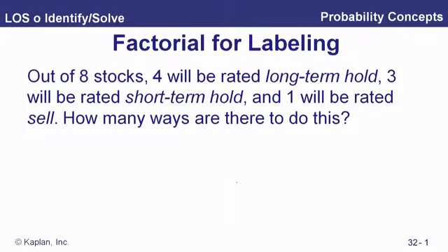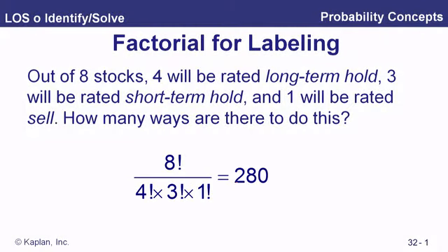So the 4 that are rated long-term hold, it doesn't matter what order they're in. That's just one group. We've got to put these 8 stocks into one group of 4, one group of 3, and one group of 1. That's what we're up to here. And here's the formula for it. It is 8 factorial divided by 4 factorial times 3 factorial times 1 factorial. That is the number in each of our 3 groups. And that comes out to 280. So that's how many different ways we can put these stocks in this group of 4, group of 3, and group of 1.